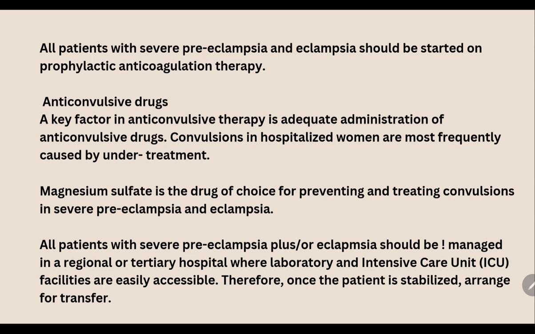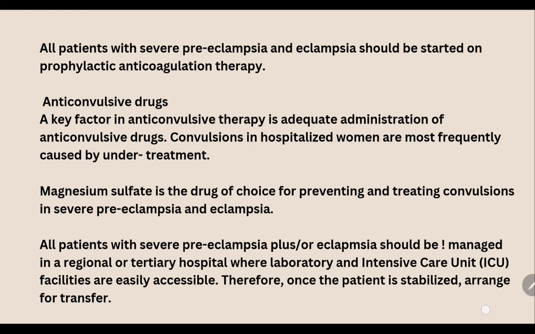A key factor of anticonvulsive therapy is adequate administration of anticonvulsive drug. Convulsions in hospitalized women are more frequently caused by under-treatment. So you should start magnesium sulfate if the patient is having convulsions without thinking further. So the drug of choice is magnesium sulfate in treating convulsion in severe preeclampsia and eclampsia.